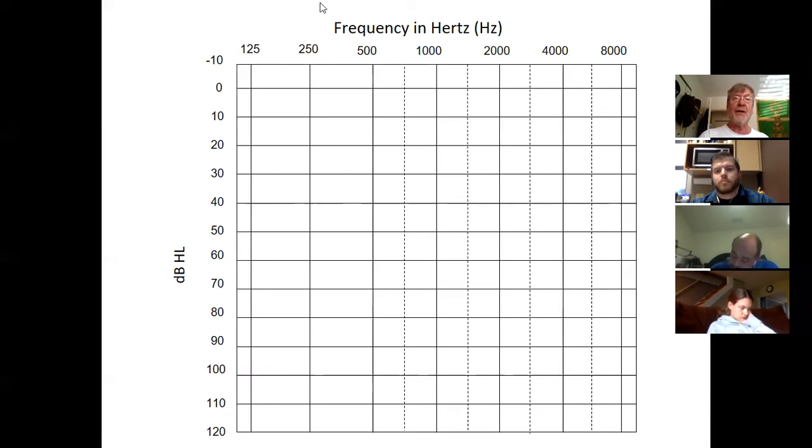So think about it like this. dB SPL is for the world. dB HL is for the human race. And dB SL is for you. Your particular thresholds are your dB reference. So you've gone from SPL to HL to SL.